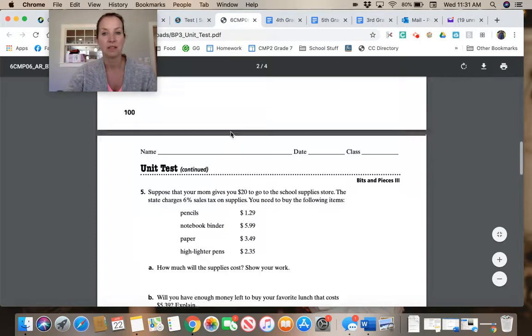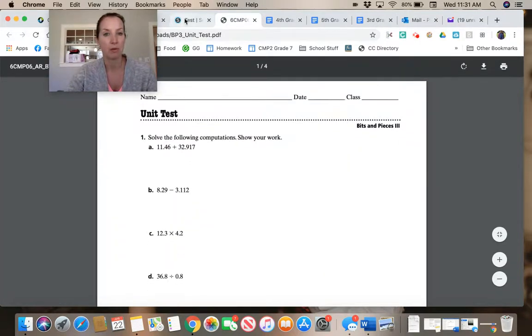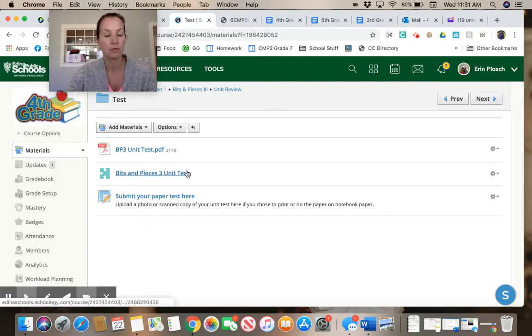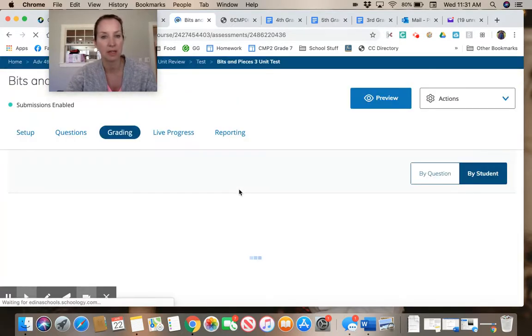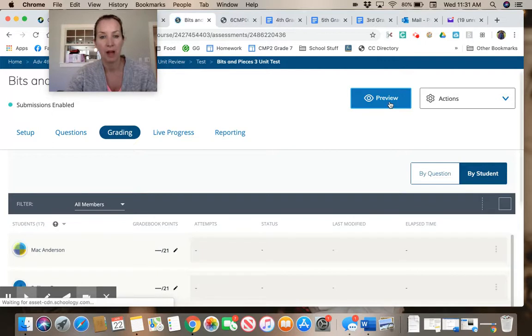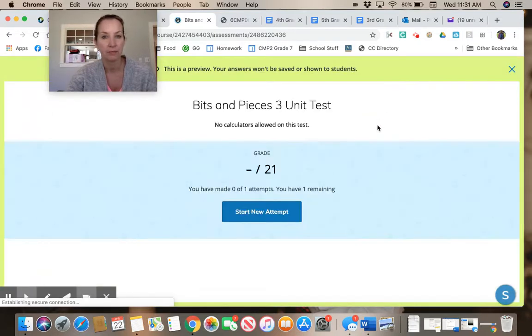So again, this is the paper copy. You can either do it on paper or print it. If you choose to do the online version, it is identical. When you go in, it'll have like start test or something, a little button here. When I do it, it obviously looks different. So yours would look like this: start new attempt.